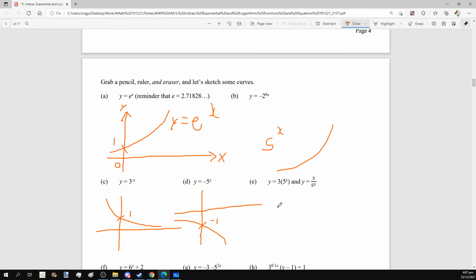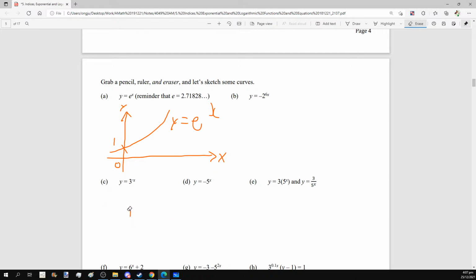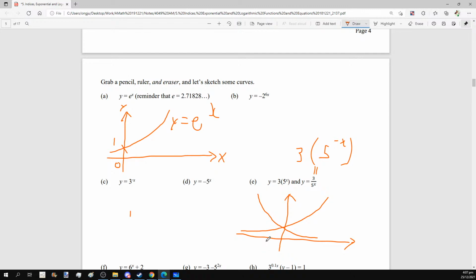Now exercise E is also very interesting. We have over here 3 bracket 5 to the power of x and then 3 5 to the power of x on the denominator. So we could actually simplify the second one into 3 5 to the power of negative x. In other words, the first graph will be 3 5 positive x. The second graph will be 3 5 negative x. In other words, in the graph, we can expect to see the first one be the standard example of increasing, and the second one will be a standard example of decreasing. So they will be symmetrical.